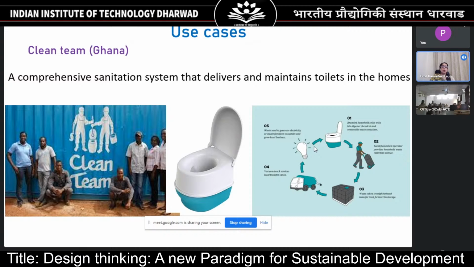So they had different models installed at different places, then depending upon the feedback, they came to the best possible model, which was a portable one, and the team would come and install it for free. They gave a subscription model where people would come once or twice a week, depending upon how many members are using it, to change the cartridge, and for that they had a very nominal subscription. So this is one of the best examples of design thinking and sustainability.